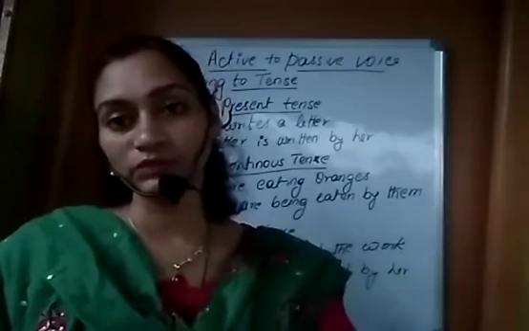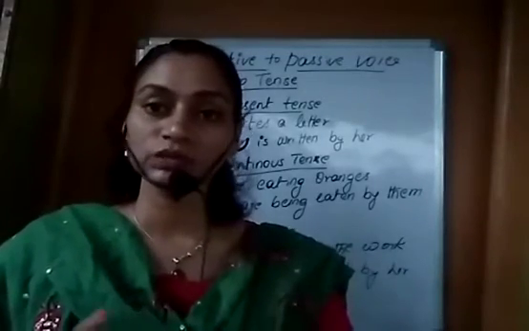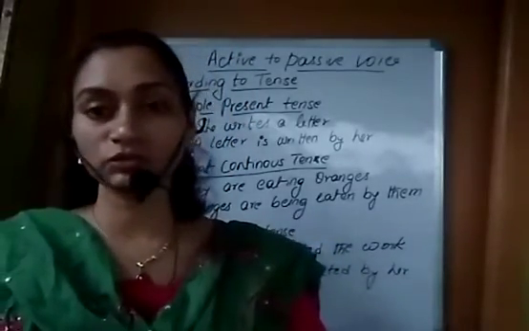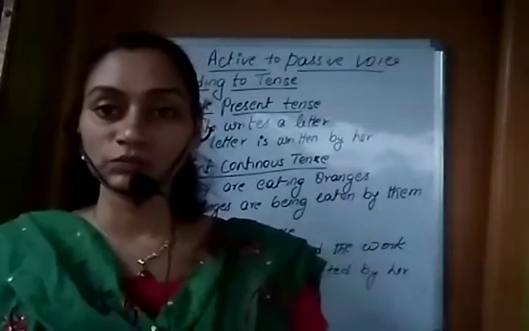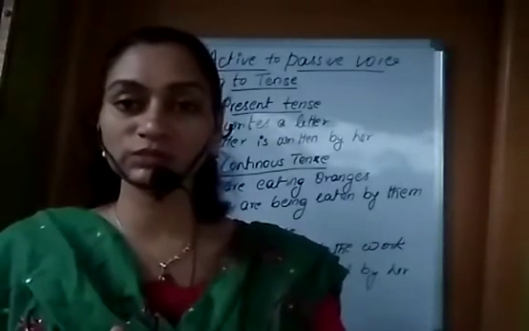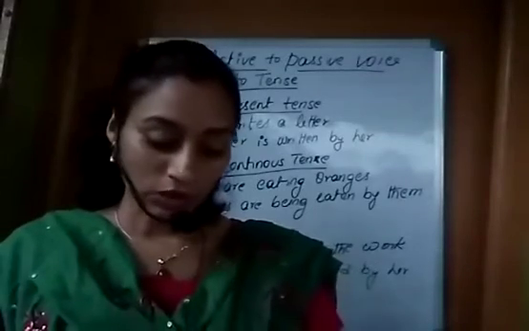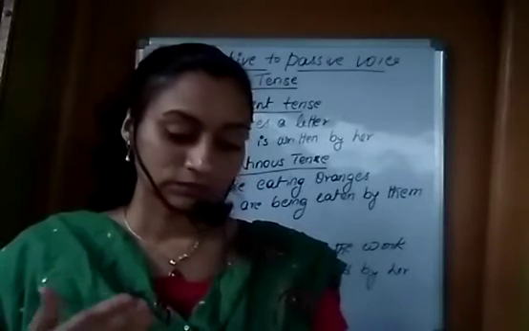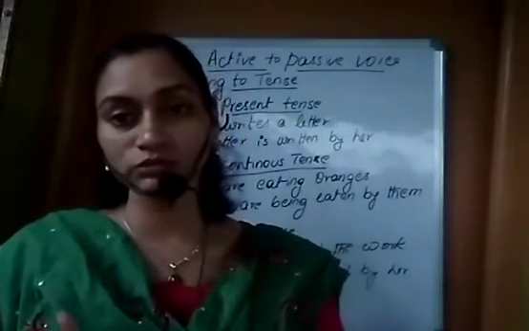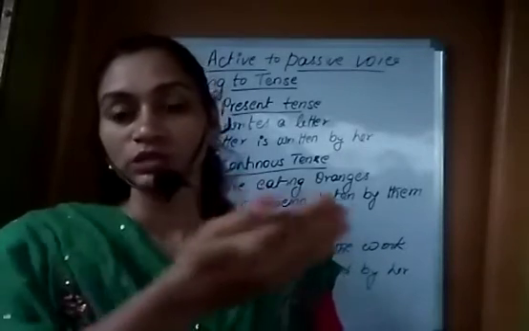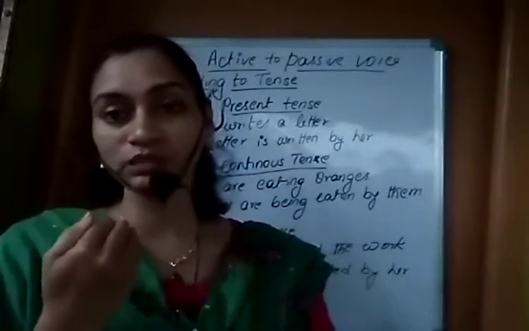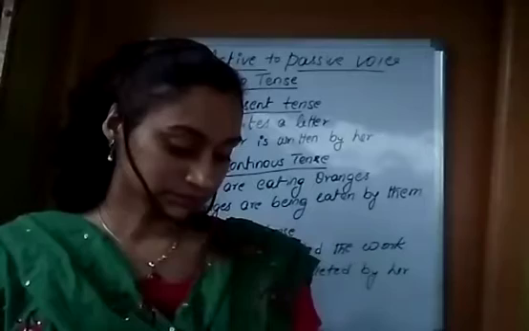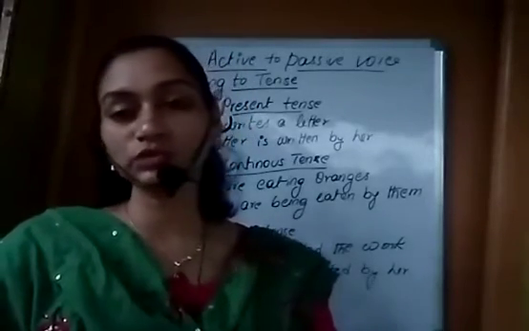Now, rules. There were 5 rules when you convert active voice into passive voice. So, what are the rules? First of all, you have to identify the subject, the verb, and the object. Second point, change the object into subject. In the place of subject, you bring the object, and in the place of object, you take the subject.